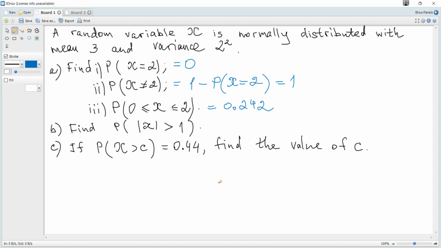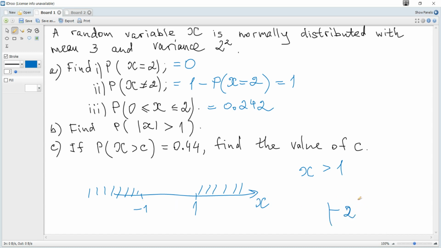B. Find probability that the absolute value of x is greater than 1. What does it mean? Absolute value is greater than 1. It may be 1 or greater, so x can be greater than 1, so 2, 2.5, 10, or any value up to plus infinity. The absolute value will be greater than 1. And also it may be any value which is less than -1. For example, -2, the absolute value is +2, so it will be greater than 1.